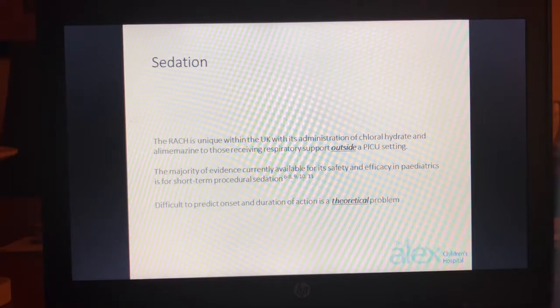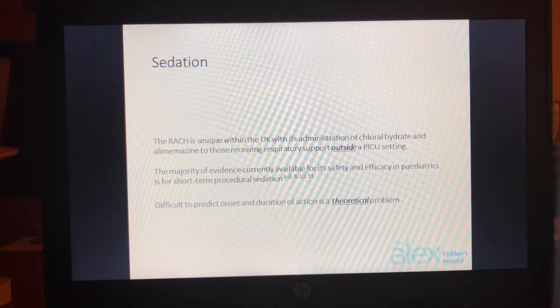So, as I've said, we're pretty unique within the UK in using both chloral hydrate and alimemazine, and our use really originated from our experience of paediatric intensive care, where it has been used quite significantly, but has now really been overtaken with the use of intravenous sedation medication, which we kind of wanted to avoid, as you might understand.